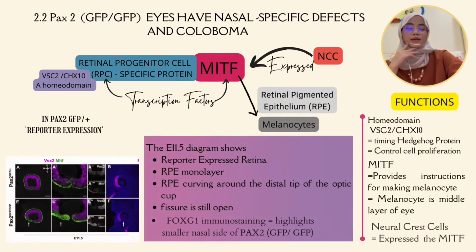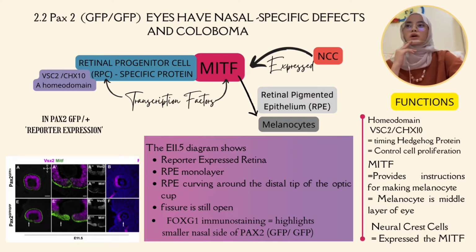Hi, now let's move on to my part. Now you know that PAX2 is very important in eye development, and there is an important step in the embryonic structure to develop the eyes, which is optic fissure closure. Optic fissure closure is basically very important. If the closure is still open, it would produce a mutated phenotype. Based on the article, they name several important transcription factors that are involved in eye development. Okay, some of them are RPC and MITF.